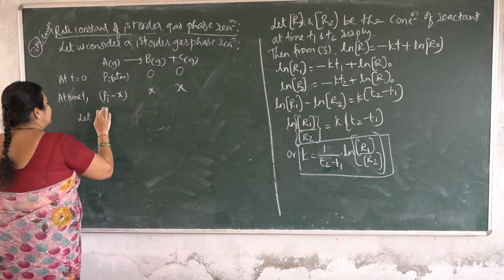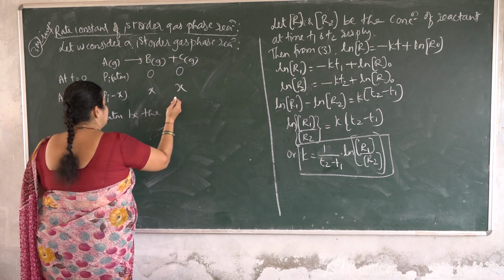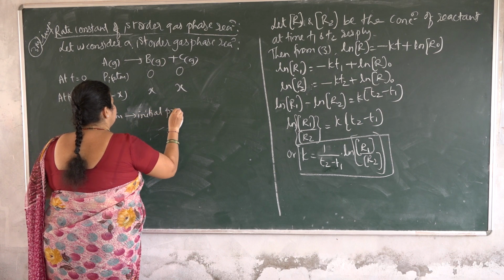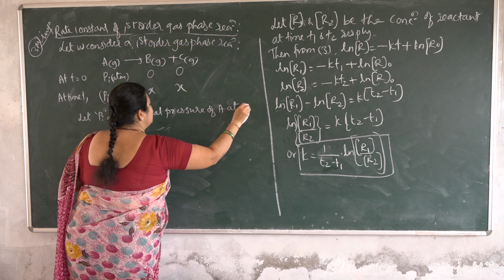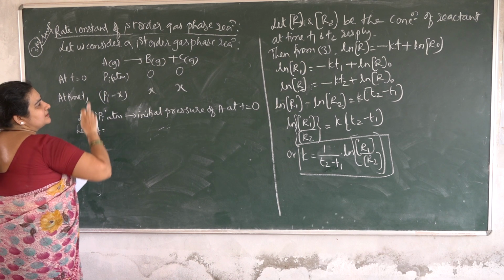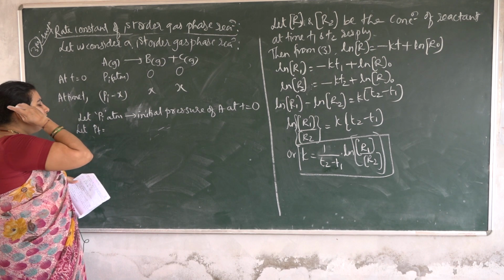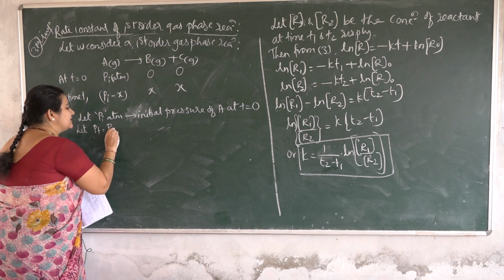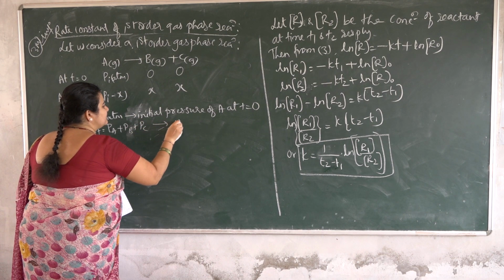Let Pi atmosphere be the initial pressure of A at t is equal to 0. Okay, let P total be the total pressure. What is P total? According to Dalton's law of partial pressures, P total is given by the sum of partial pressures of all the components. So P total is equal to PA plus PB plus PC. Let it be equation 1.